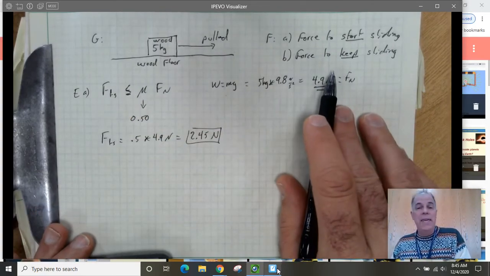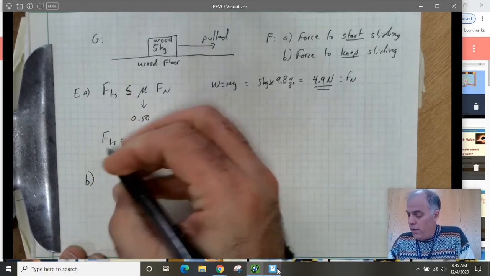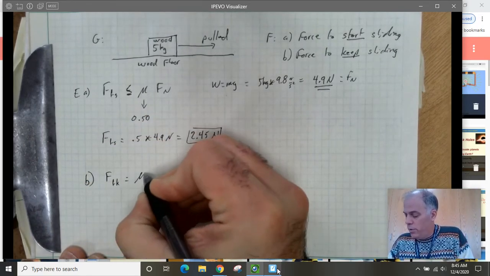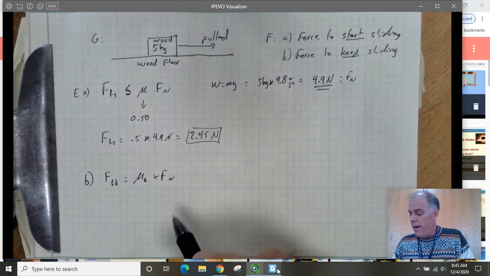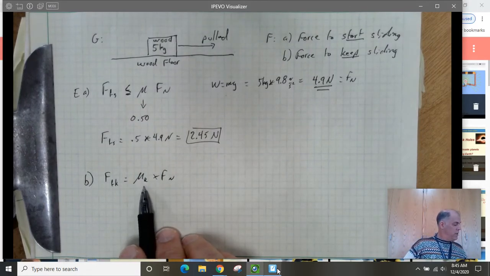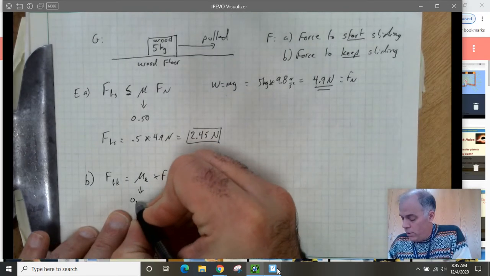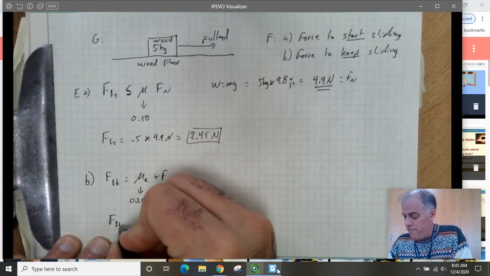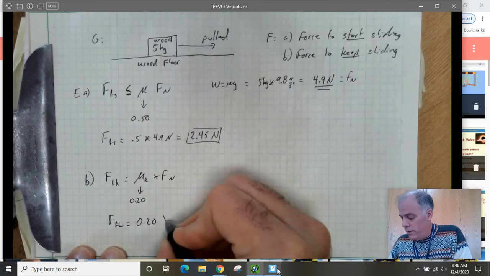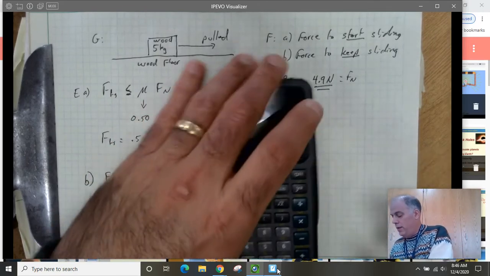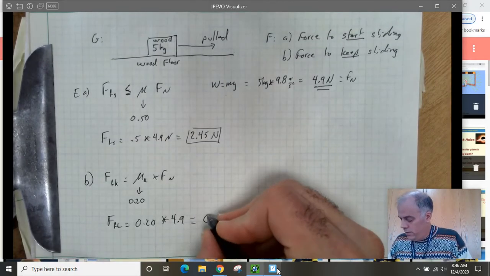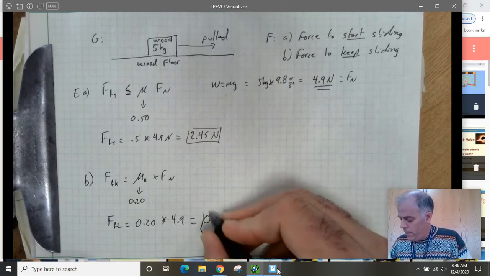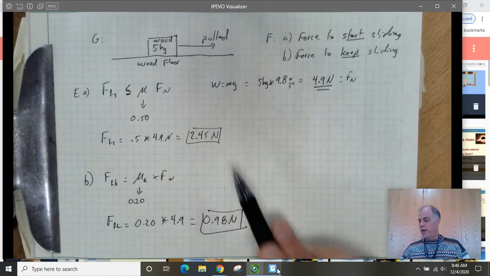Now, part B, how much force do we need to keep it sliding? For this one, we use the other formula for kinetic friction. F friction k is equal to mu k times the normal force. Now, the normal force is still the same, but the coefficient changes. When we look on our table on page 138, we see that the coefficient of sliding friction, of kinetic friction, is 0.20. So the force of friction is equal to 0.20 times 4.9, and that equals 0.98 newtons.